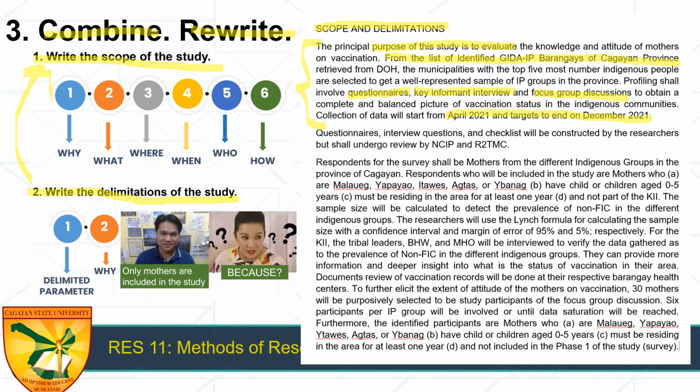And here you will see again, second paragraph is the scope and the limitation in terms of your methods, protocols. And then this part here shows you the limitations, your inclusion and exclusion criteria for the study. So the third part is you combine and rewrite. So you cannot put them separately. You need to combine your scope and the limitations.